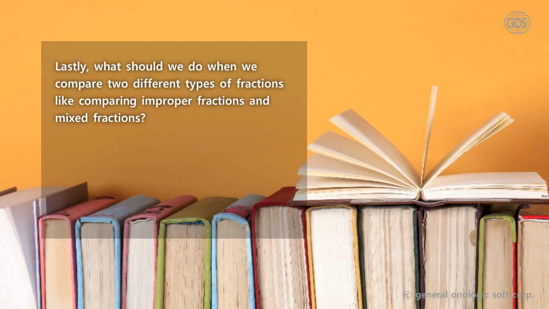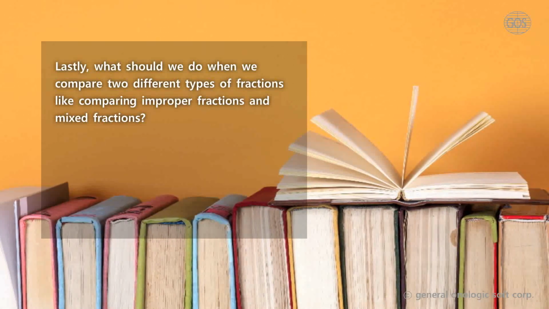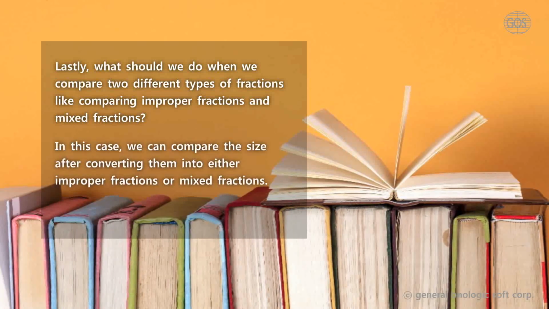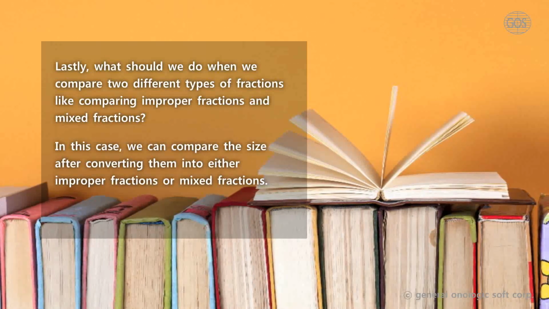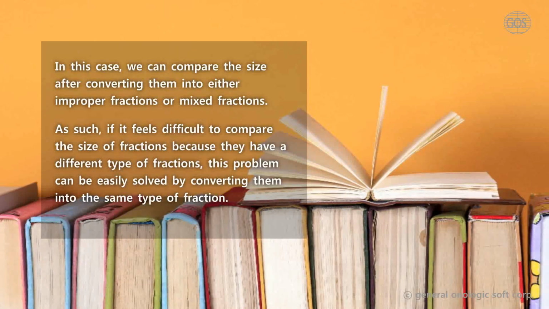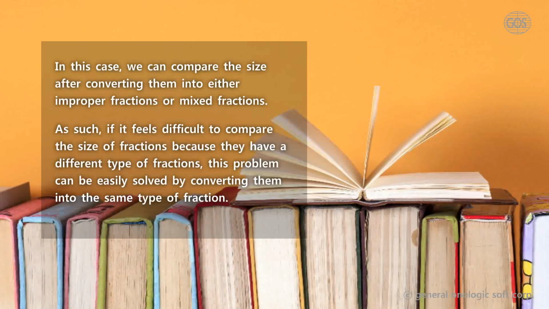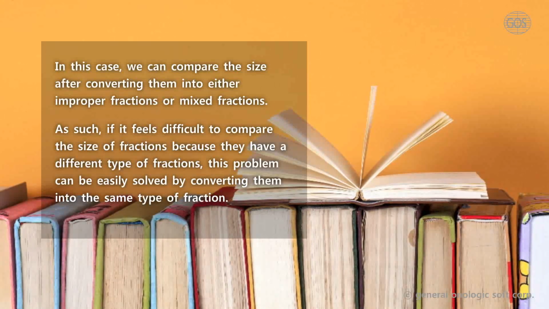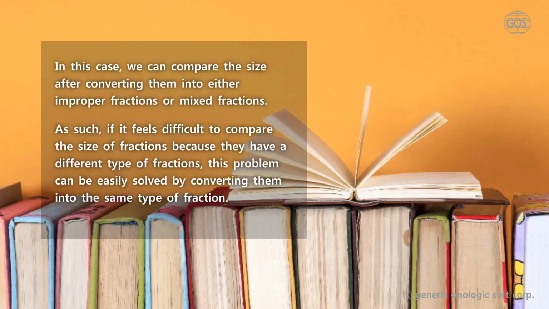Lastly, what should we do when we compare two different types of fractions, like comparing improper fractions and mixed fractions? In this case, we can compare the size after converting them into either improper fractions or mixed fractions. As such, if it feels difficult to compare the size of fractions because they have a different type of fractions, this problem can be easily solved by converting them into the same type of fraction.